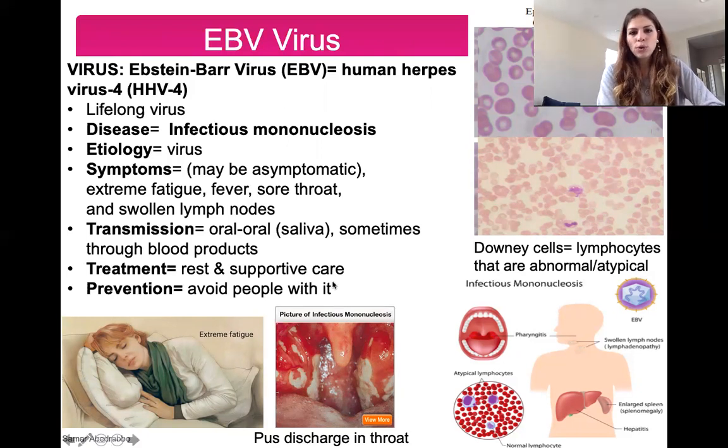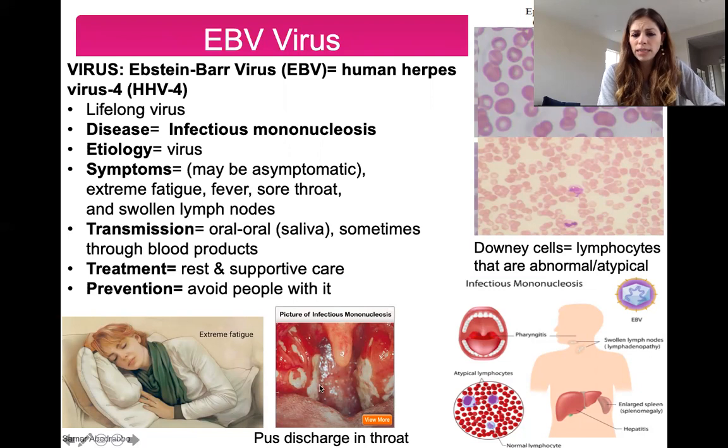Treatment is rest and supportive care. You want to try to get your immune system as strong as it can so it can fight off the virus. So you do not take any antibiotics for any viral infections because antibiotics only fight bacteria, so it would be a waste. And prevention is to avoid people with it. So if you know someone has mononucleosis or has the EBV virus, which causes mononucleosis, don't drink from their cups, don't use their utensils.